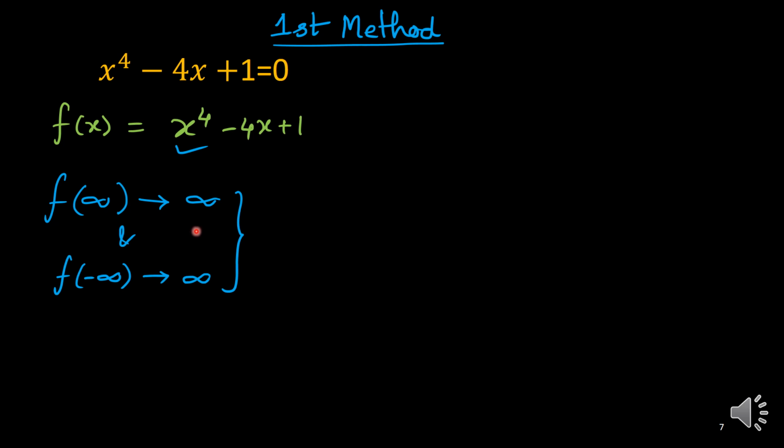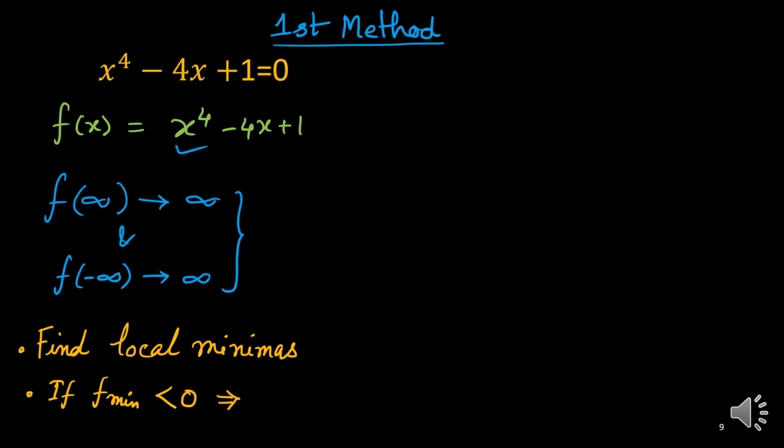So what can we have? We can have some local minima for this function, so we can find the local minima. It can have one minimum, it can have two minima. But can it have more than two minima? If the order is 4, you can think about it. Then what do we do at the minima? What is the function value? That minimum value, whether it is less than 0 or not, we need to check.